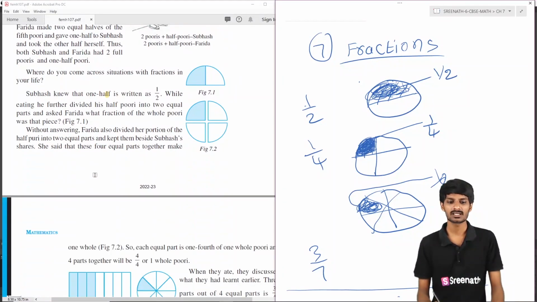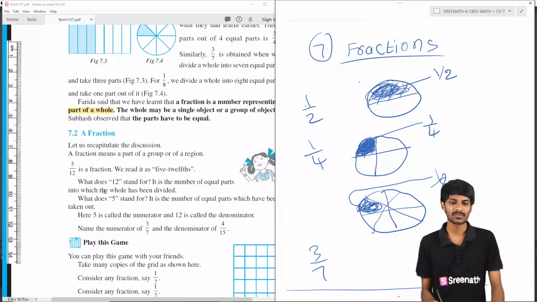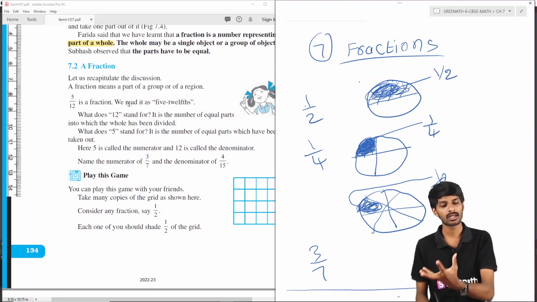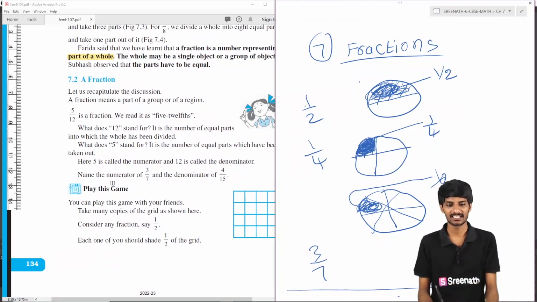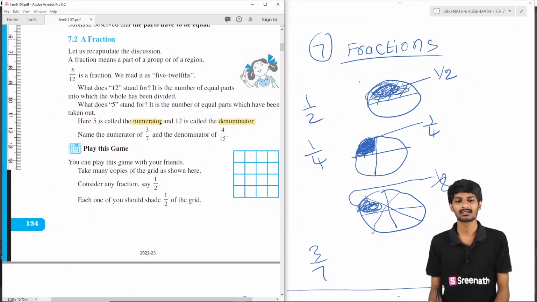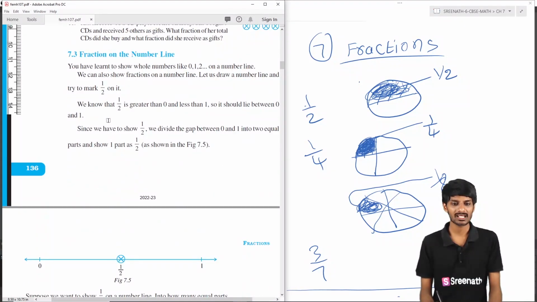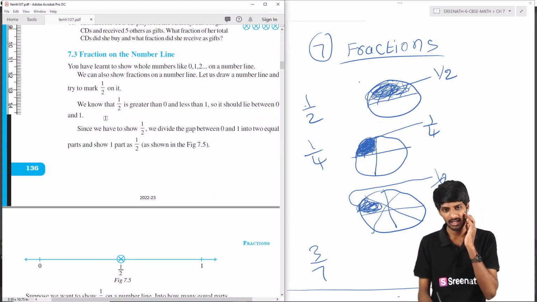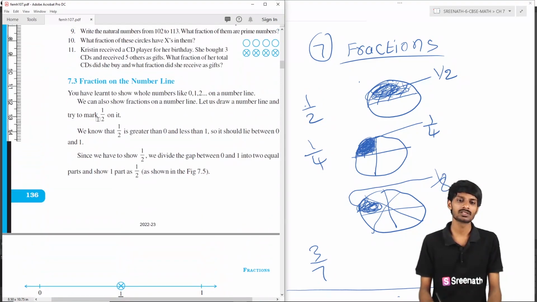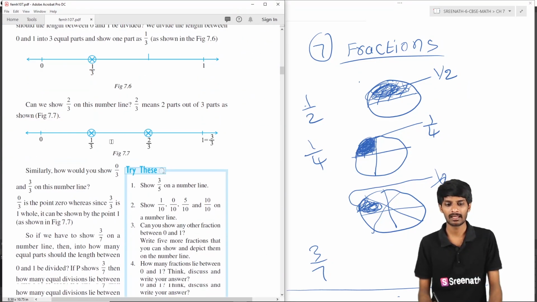So fraction, students, what does fraction mean? A fraction is nothing but a part of a whole. A fraction means a part of a whole group or whole region. In a fraction there is a numerator and a denominator. And coming to the fraction on a number line, how do we represent a fraction on a number line?